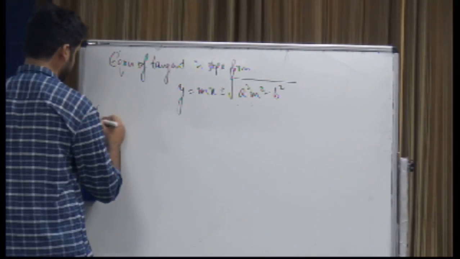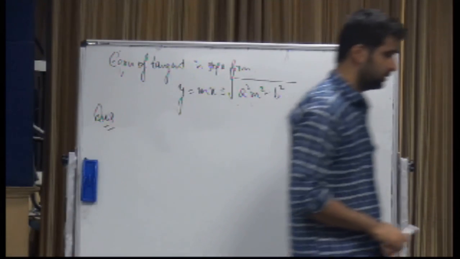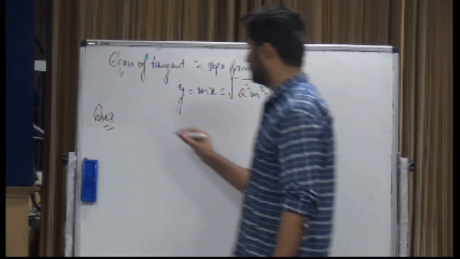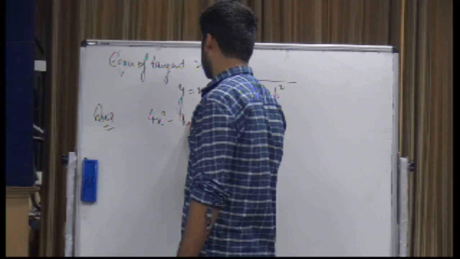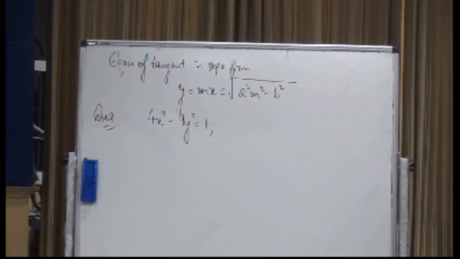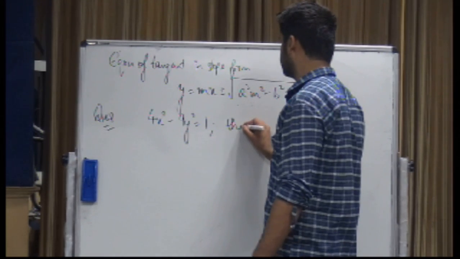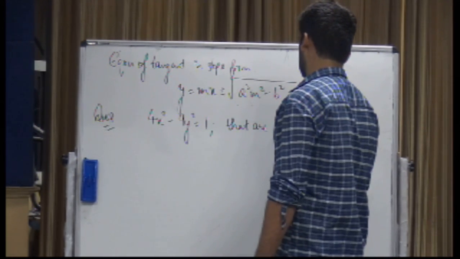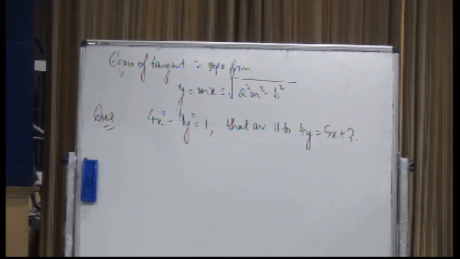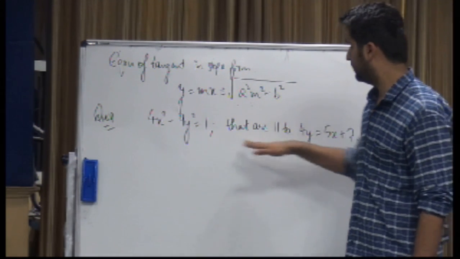So write down a question. Find the equation of the tangent to the curve 4x square minus 9y square is equal to 1, that are parallel to 4y is equal to 5x plus 7. Find the equation of the tangents to this hyperbola that are parallel to this curve.